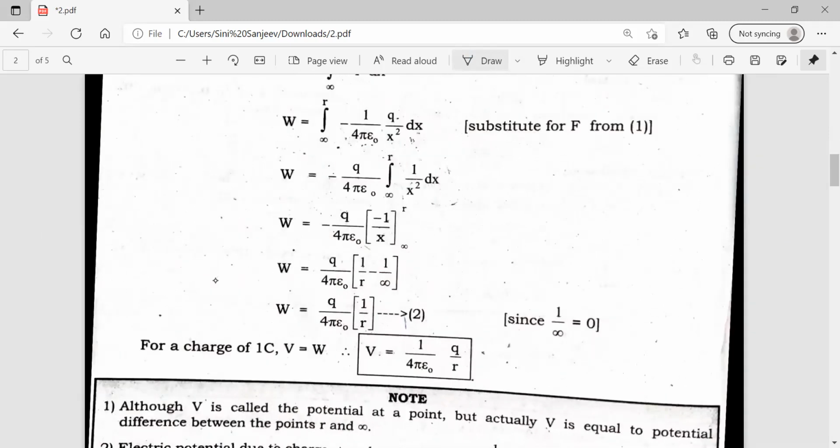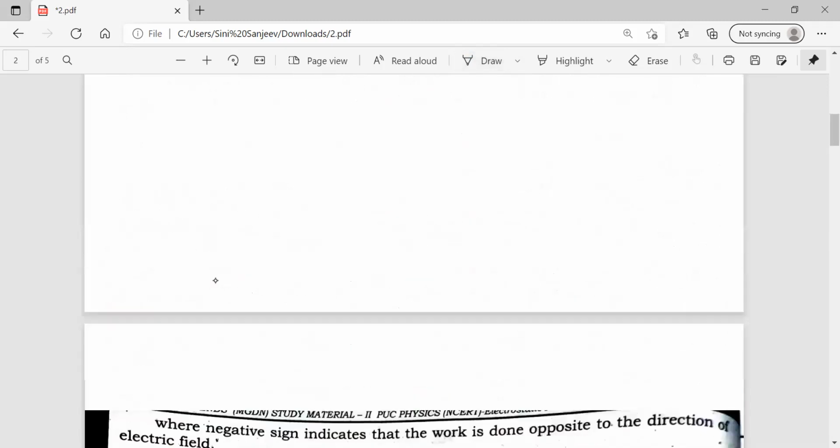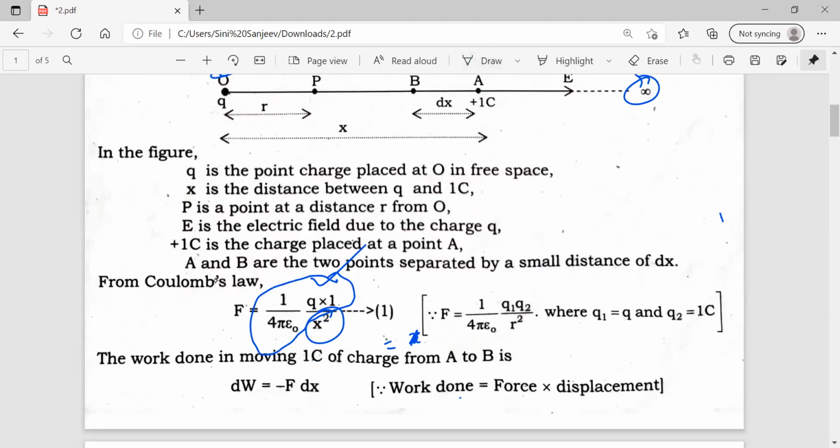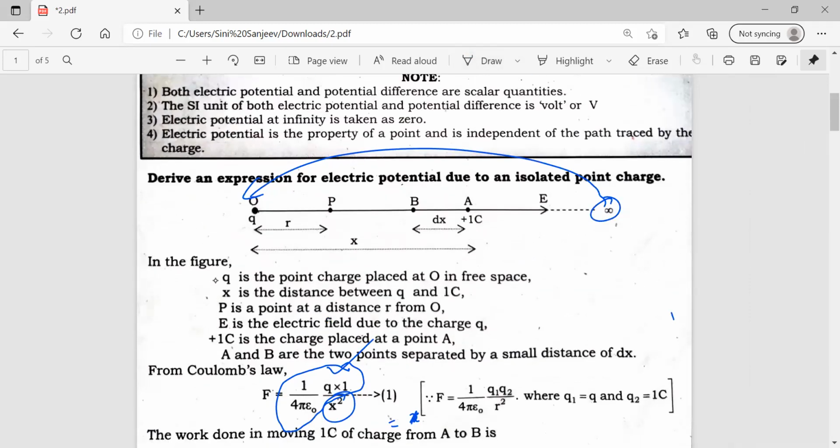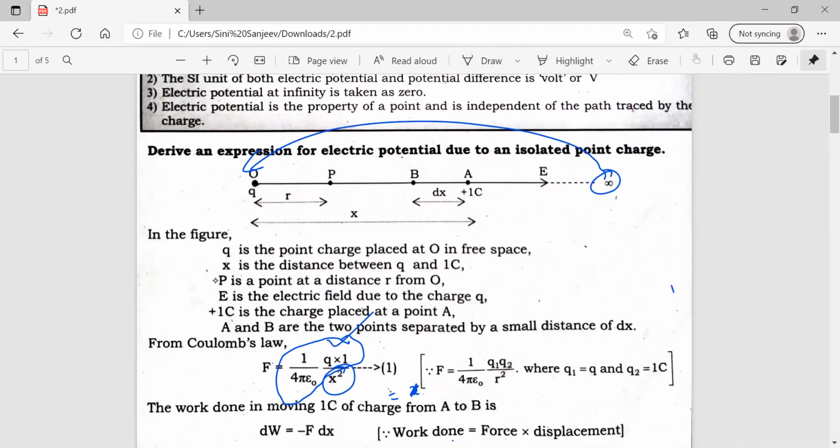So here don't worry how we got r. If it is x square here, it will be x. If it is r square there, it will be r. That's all. Obviously here it will be r, because we are taking from infinity to the point r. That's the reason we are getting 1 by 4 pi epsilon naught q by r as the final answer.